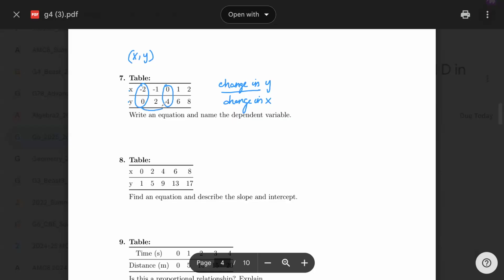How many units did we move up the y? 4. Good job. I can write the numerator as 4. How many units did I change the x? From minus 2, it went to 0. 2 units, right? Both went up, 4 units in y and 2 units in x.